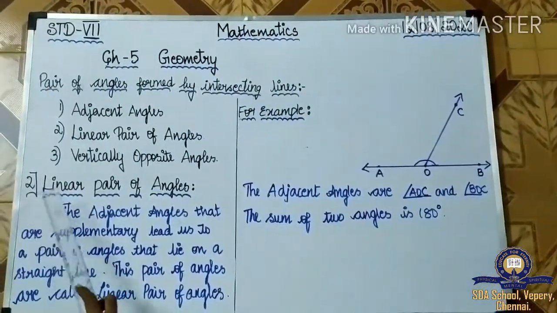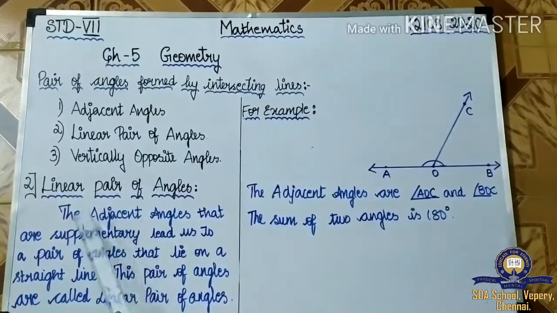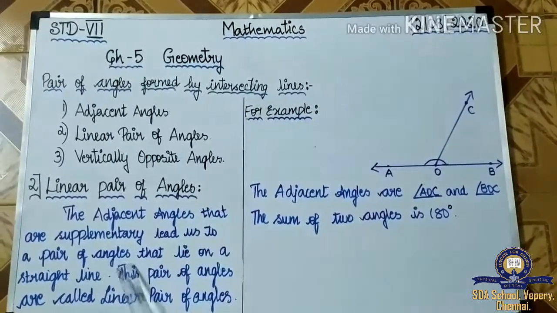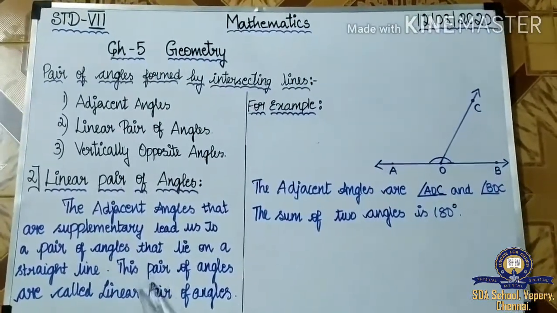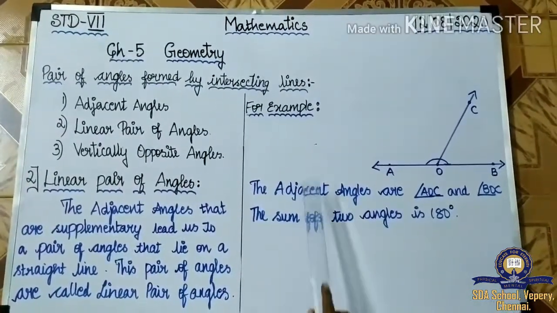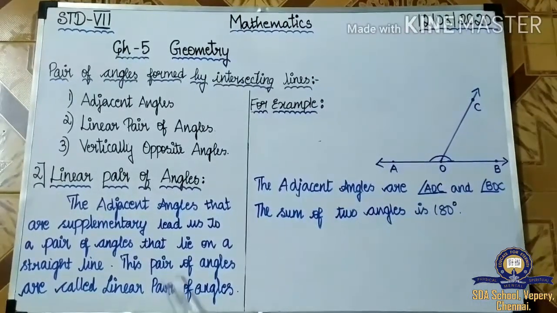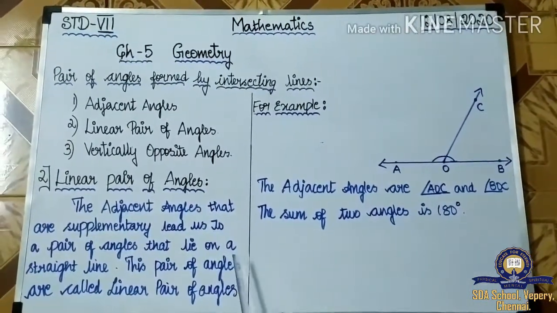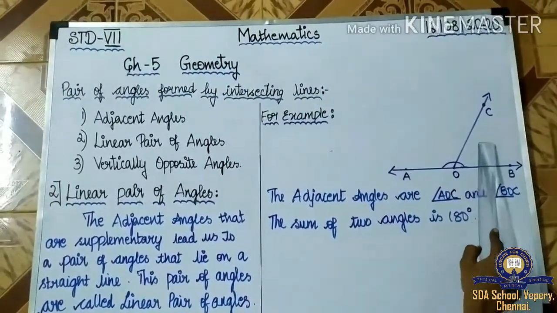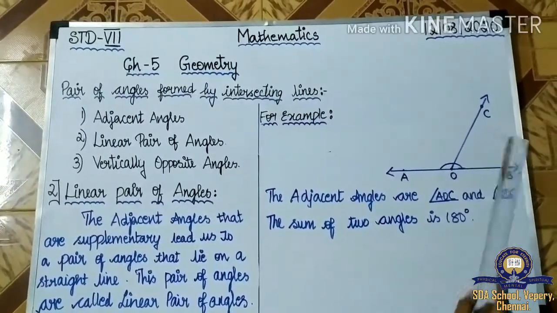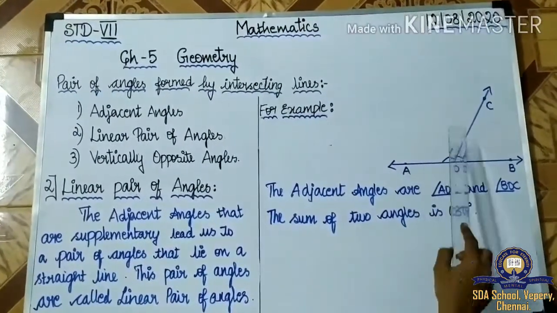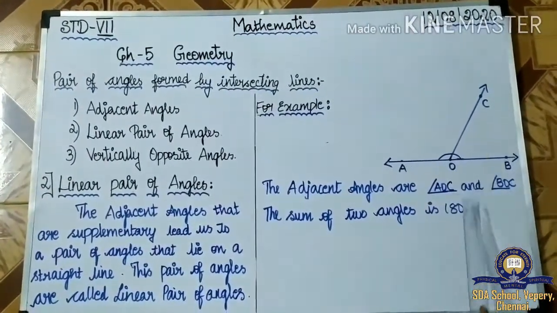Come to our second definition, linear pair of angles. Adjacent angles that are supplementary lead us to a pair of angles that lie on a straight line, and this pair of angles is called a linear pair of angles. Let's see an example. Two angles form a linear pair if they have a common vertex, a common arm, and their interiors do not overlap. Then the adjacent angles are angle AOC and angle BOC.